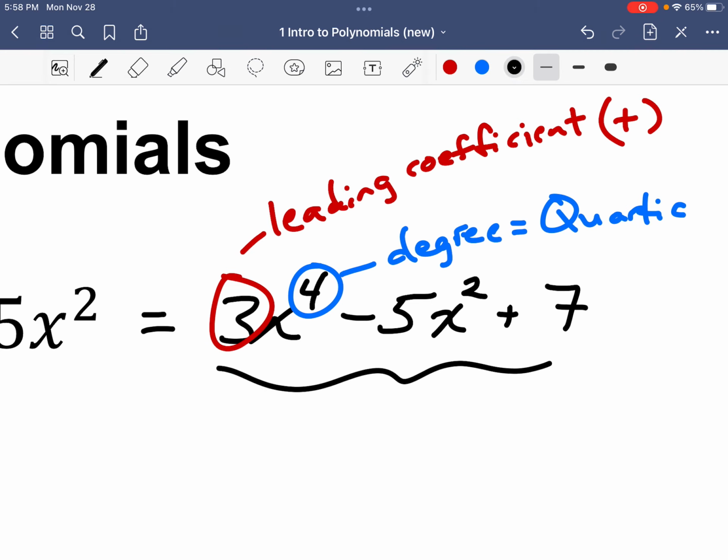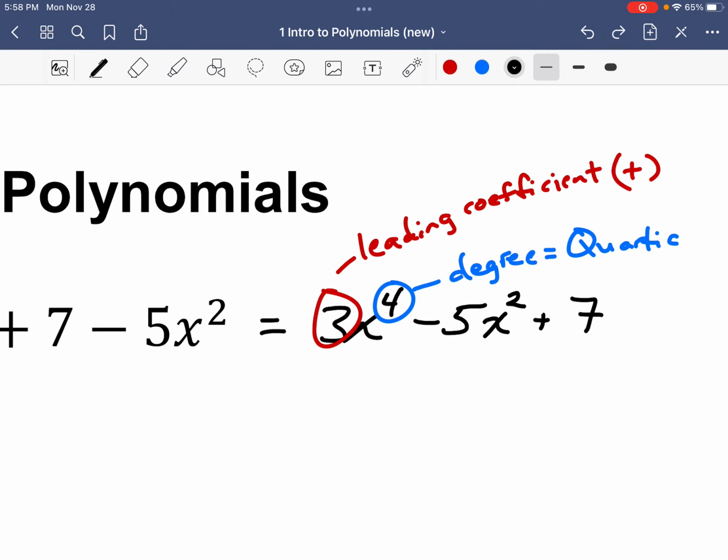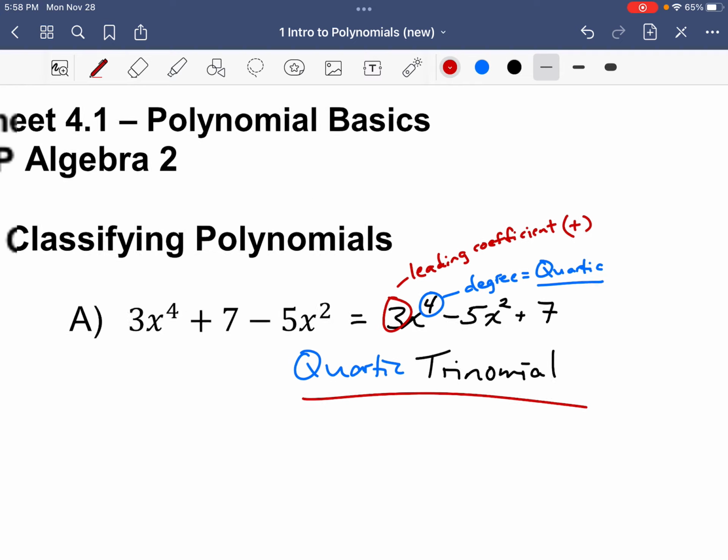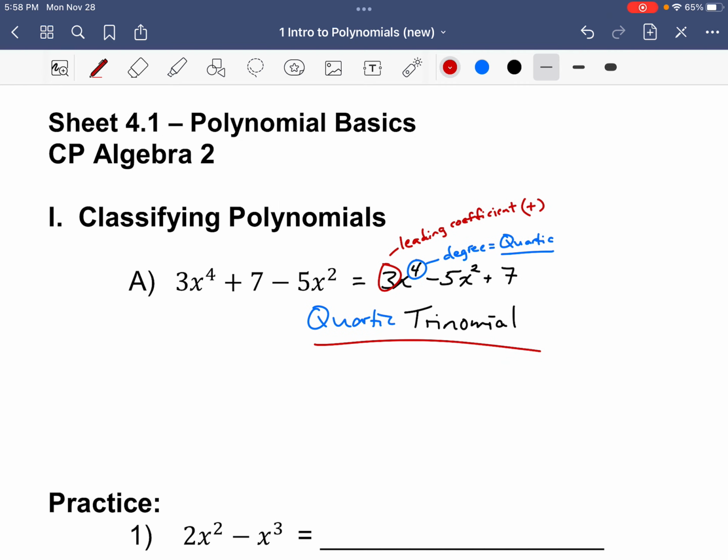Now finally, there's 3 terms here, and when we see 3 terms, we would say that this polynomial is a trinomial, a word that you've heard before, but trinomial just means that it's got 3 terms. And what we like to do is take that quartic classification and put that in front of this so that we say that we have what's known as a quartic trinomial. A quartic trinomial. It just has a degree 4 and 3 terms.